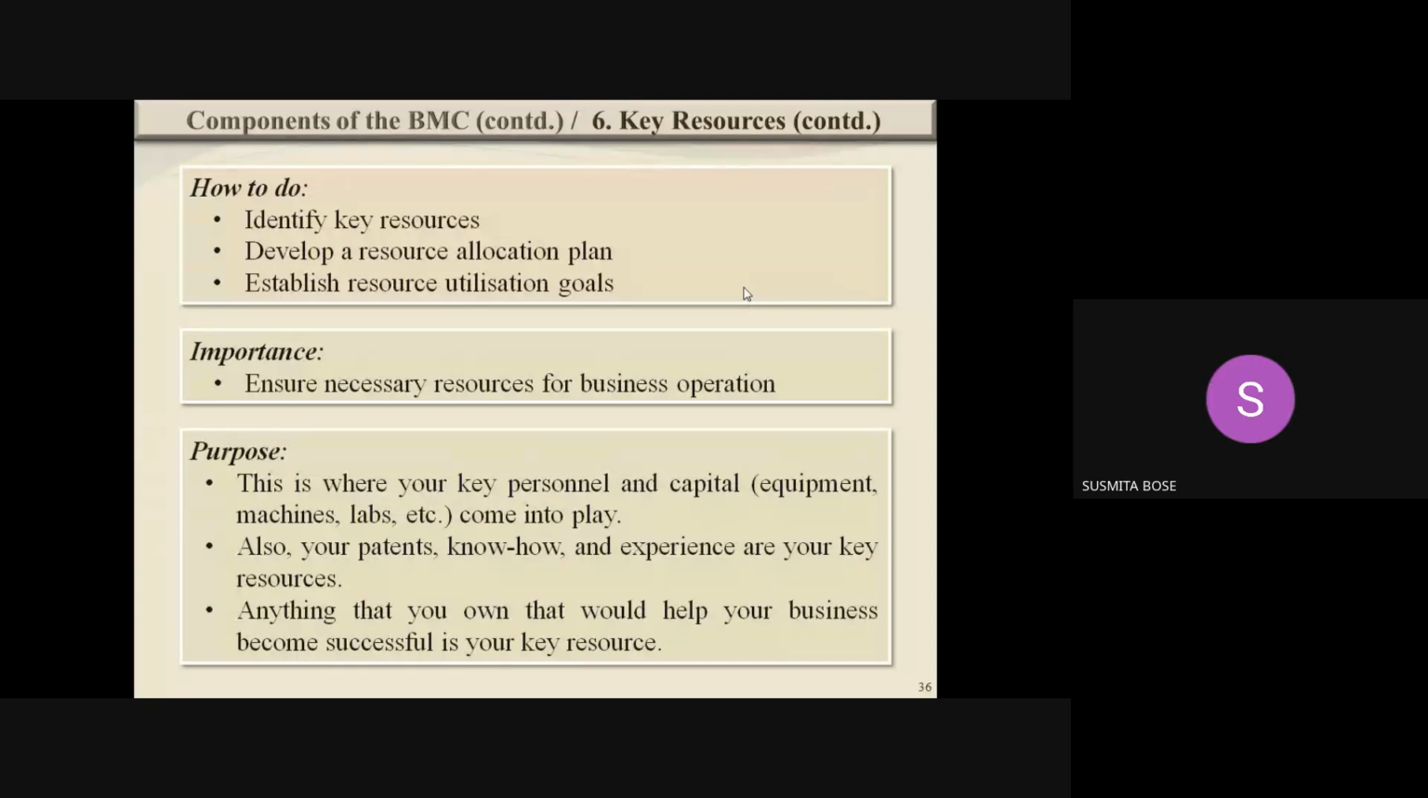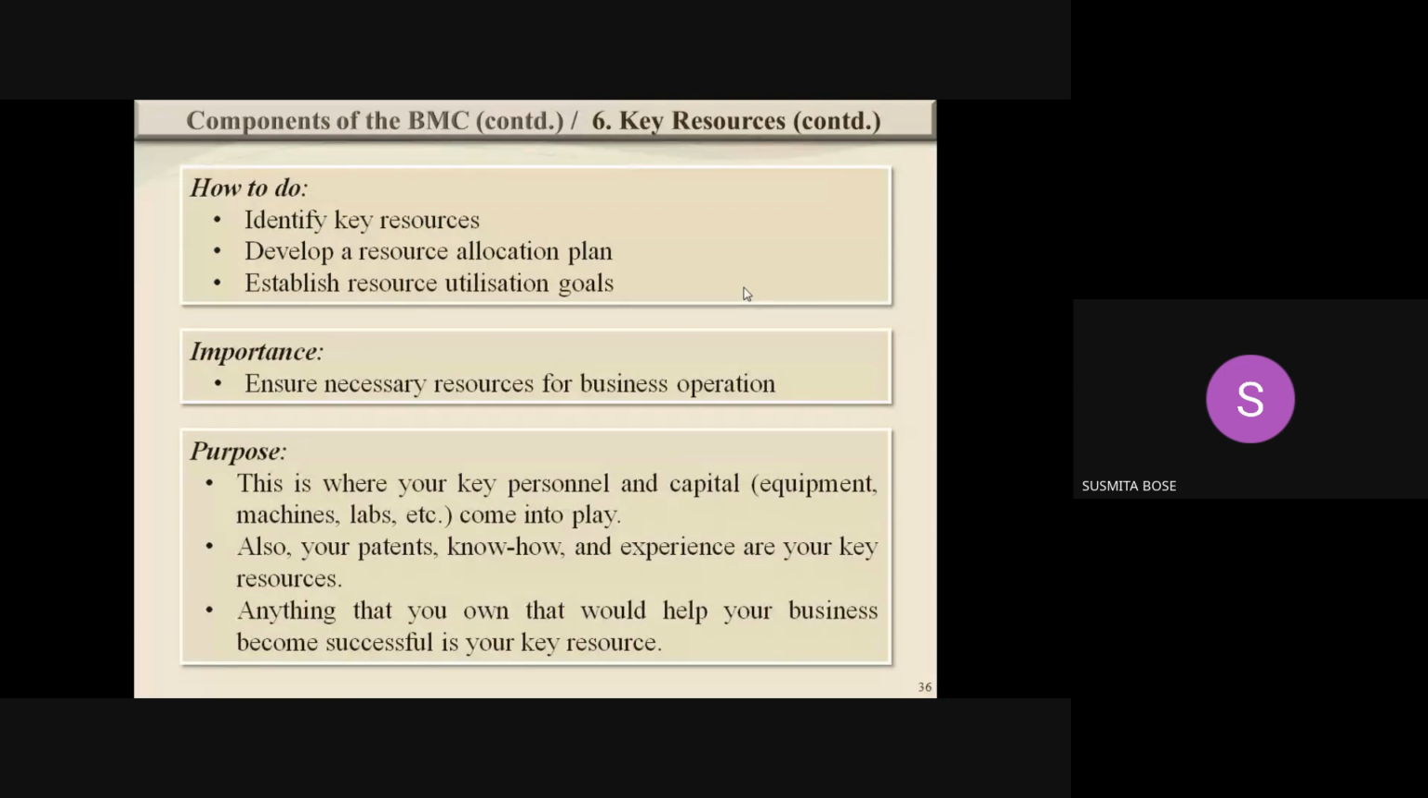This part is a very necessary resource for business operation. And this is where your key personnel and capital, that is equipment, machines, labs, come into play. Your patents, your know-how, your experience are your key resources. It is not only the machines and labs that are your key resources. Your experience also, your knowledge, your education, they are also key resources when you are launching a product.